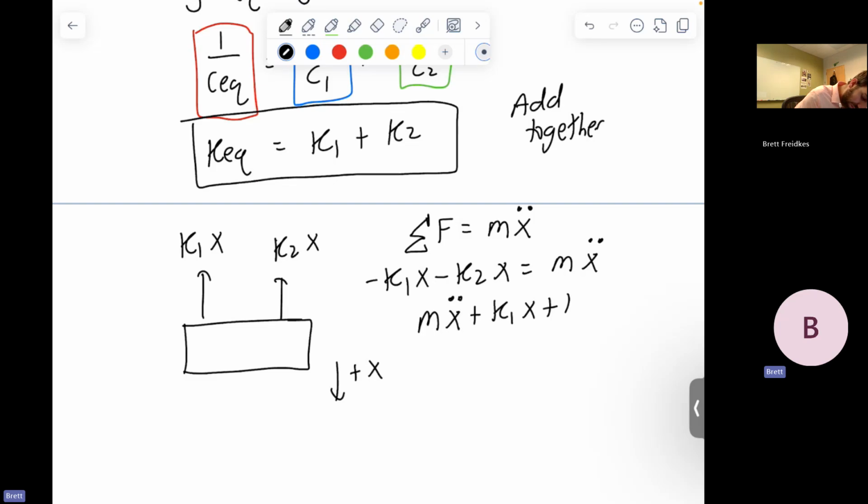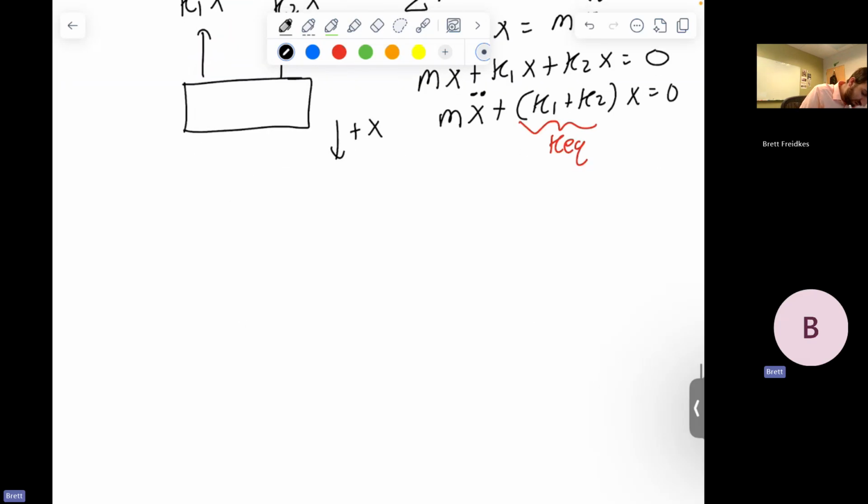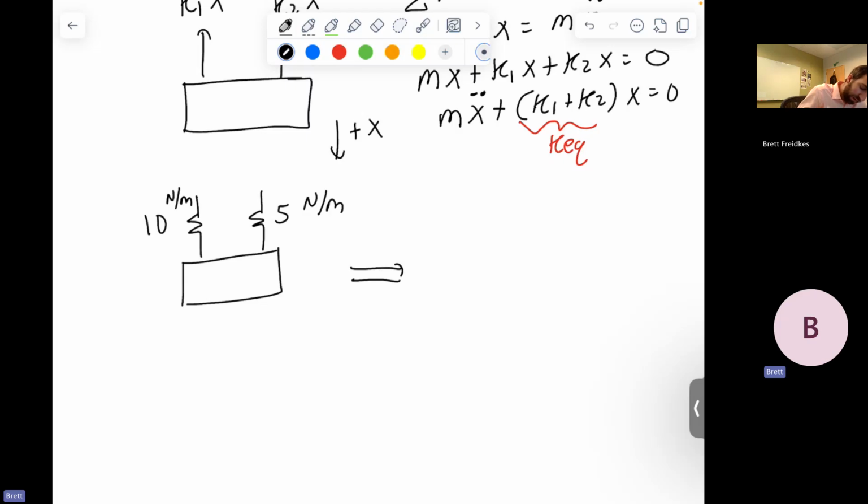I'll just get everything on one side. And if I were to factor out the x, we can see that this is like some k equivalent, mx double dot plus kx. So the sum of them ends up being the same as an equivalent stiffness. So if I were to have two springs, I buy two springs, this one is 10, this one is 5 newtons per meter for both of them. If I bought a 15 newton per meter spring, the response of the mass would be the same because the stiffnesses are the same.